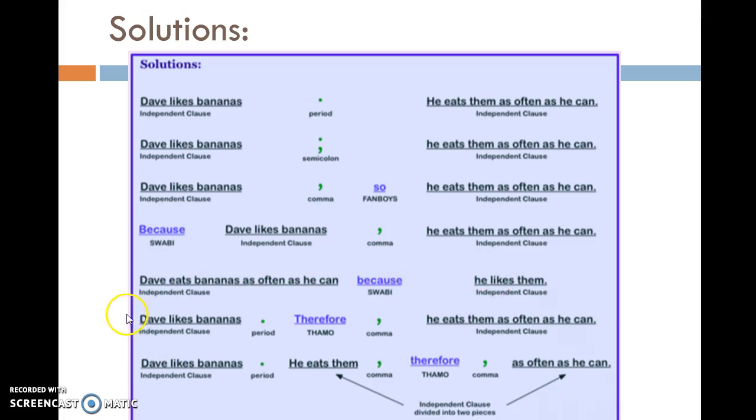Okay? We could also set it up like this. Dave likes bananas, period. Therefore, comma, he eats them as often as he can. That works. Or, lastly, Dave likes bananas, period. He eats them, comma, therefore, comma, as often as he can. These independent clauses are divided into two pieces. See them? All right, so there is grammar lesson Y.